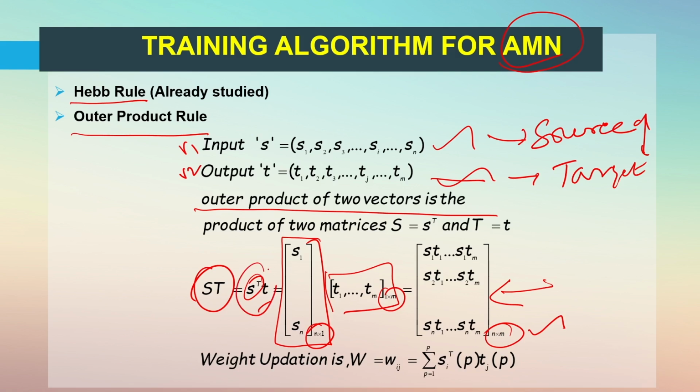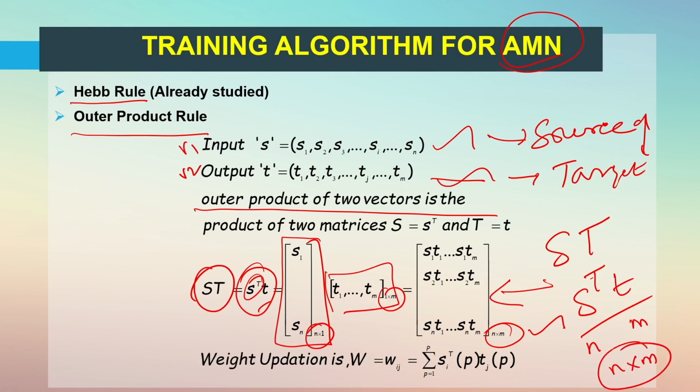You have input, designated as S, and output, designated as T. S stands for source and T stands for target. Now you have to take a product with respect to the target. What is that formula? You take S transpose times T. So the S matrix size is n and T is m, and the final matrix is n cross m. This is the matrix we have taken.